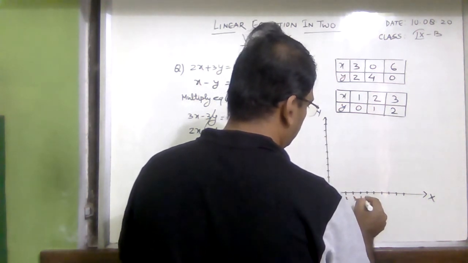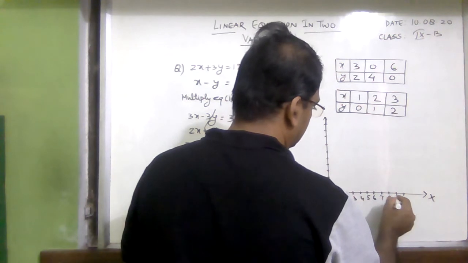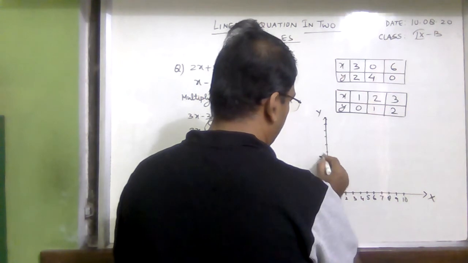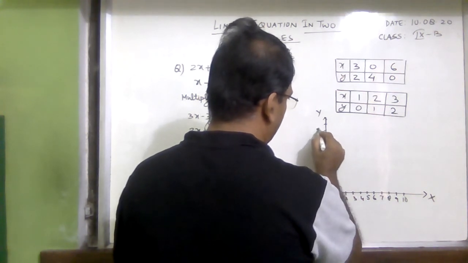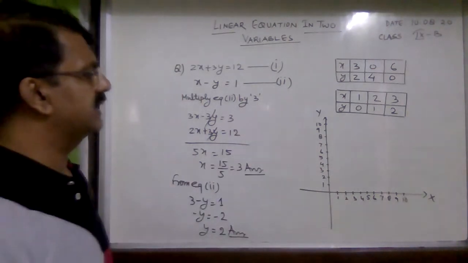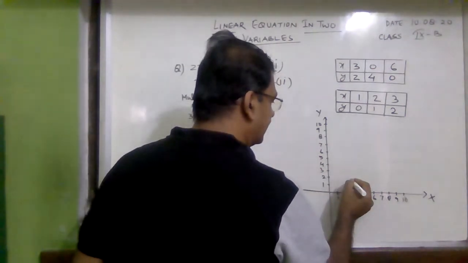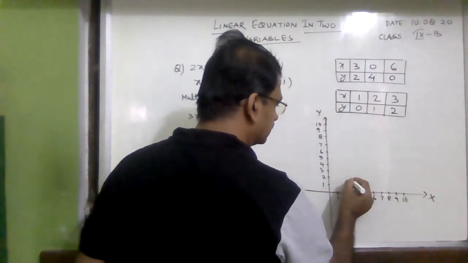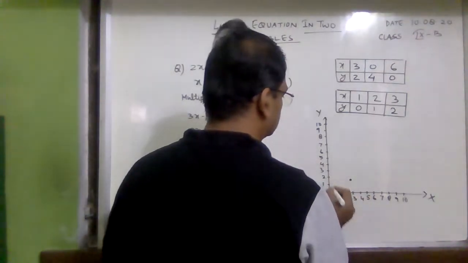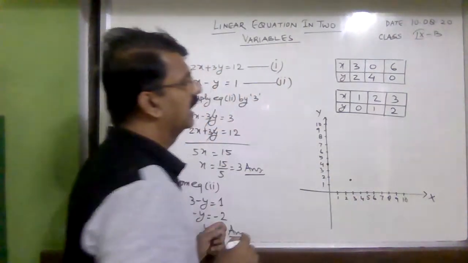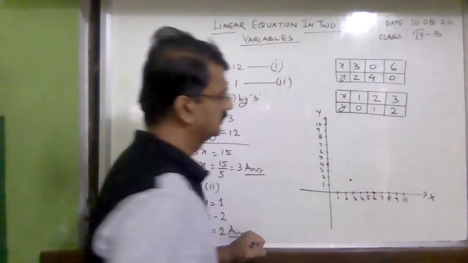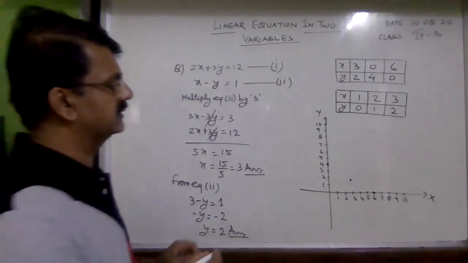One, two, three, four, 5, 6, 7, 8, 9, 10. Here also 1, 2, 3, 4, 5, 6, 7, 8, 9, 10. Clear? Now you see the first one. When x is 3, y is 2, almost here. When x is 0, y is 4. And when x is 6, y is 0.